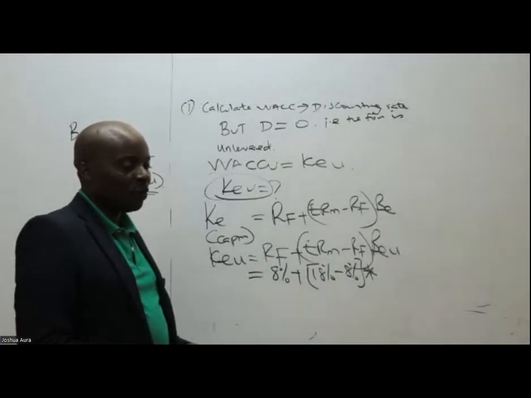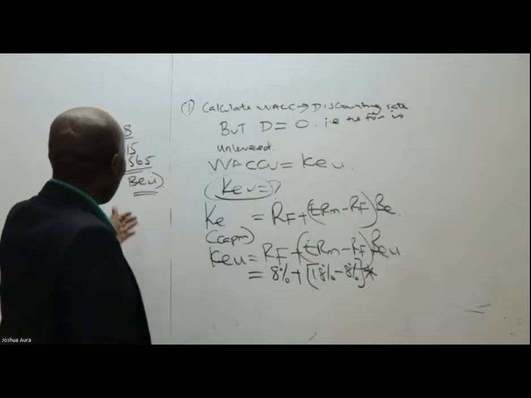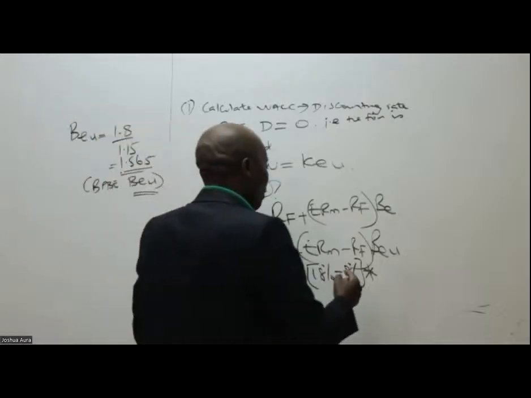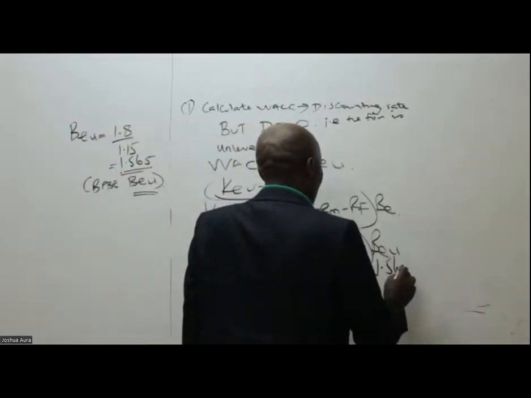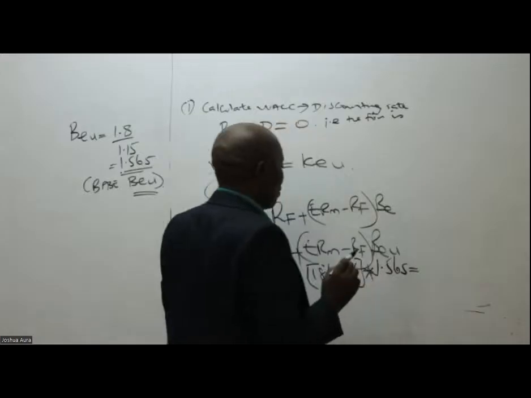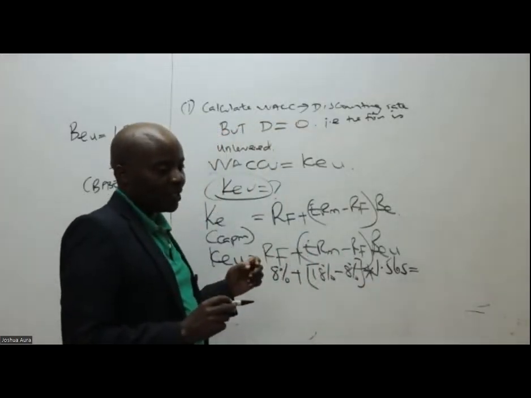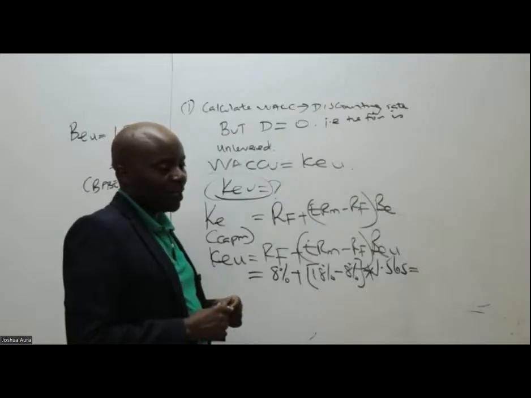Is there somebody who is able to recall that figure? Beta equity of unlevered firm. 1.5. We have it here. Because I'd written it like this, please allow me to use what I wrote here, 1.565 like that. So please go slowly, very slowly, and then you give me the answer.